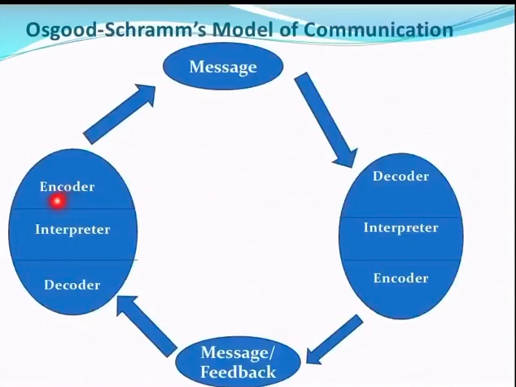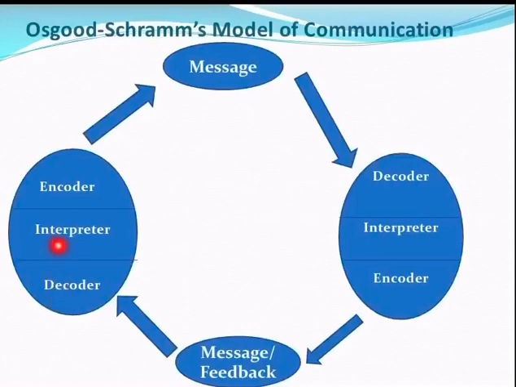The communication would begin from the sender. So the encoder or sender will encode the message and transmit it through an appropriate channel to the receiver or decoder. Then the decoder will decode and interpret the message and encode feedback, which is also another message, and send it back to the source. Now the encoder will no longer remain the encoder and will become the decoder.